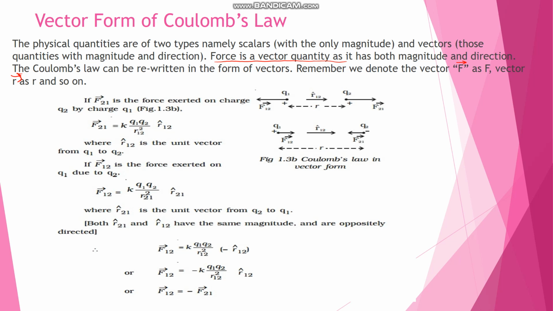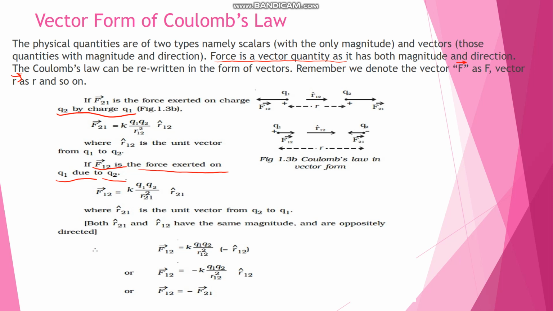Two forces are acting here, F12 and F21. What does it mean, F12 and F21? F21 means the force exerted on charge q2 by charge q1, and F12 means the force exerted on charge q1 due to q2. And for F21 we have to take the distance r12, meaning the distance from 1 to 2.